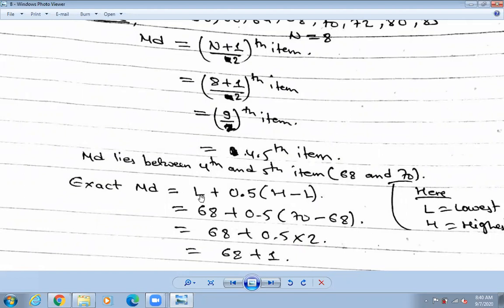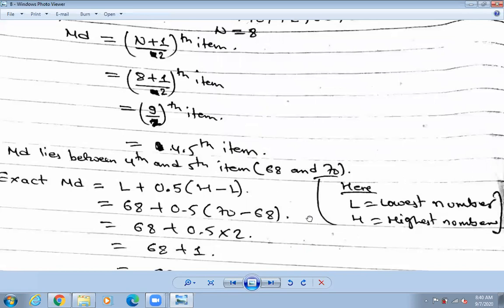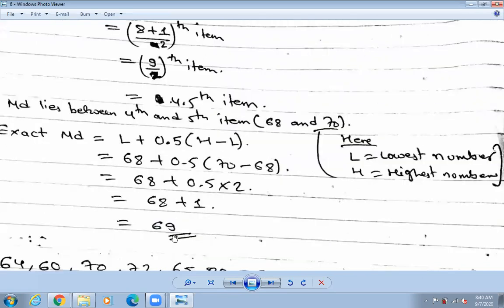So L is the lowest number. H means highest number. Your highest number is 70. So L means lowest number and H means highest number. So L plus 0.5 bracket H means highest 70 minus lowest means 68. Subtract this one, it becomes 2. 0.5 into 2. So 68 plus 0.5 into 2, 0.5 into 2 becomes 1. 68 plus 1 becomes 69.